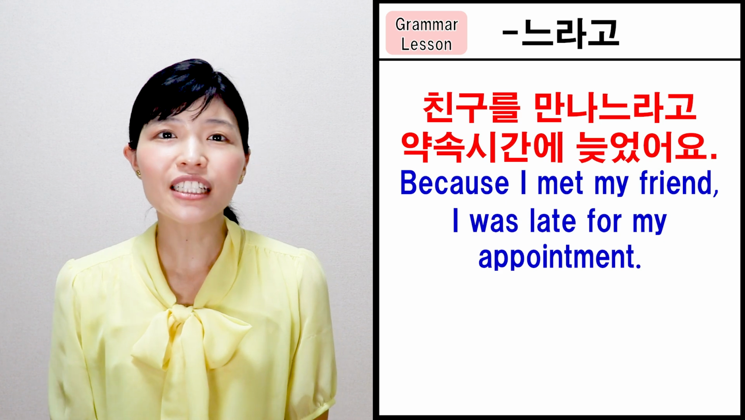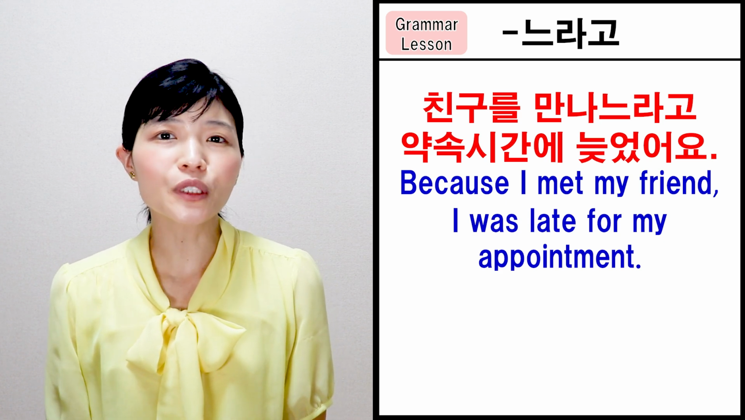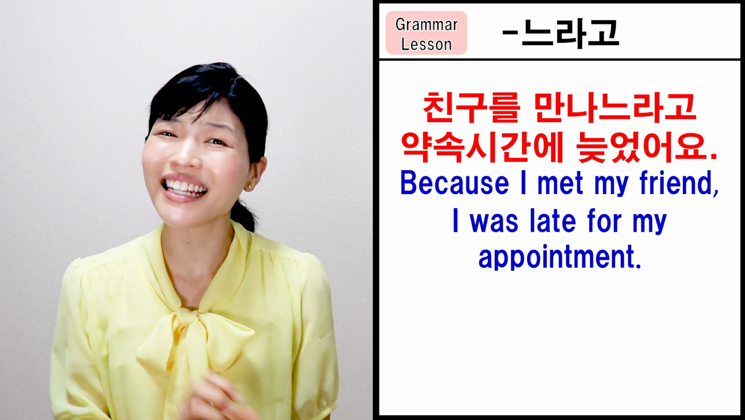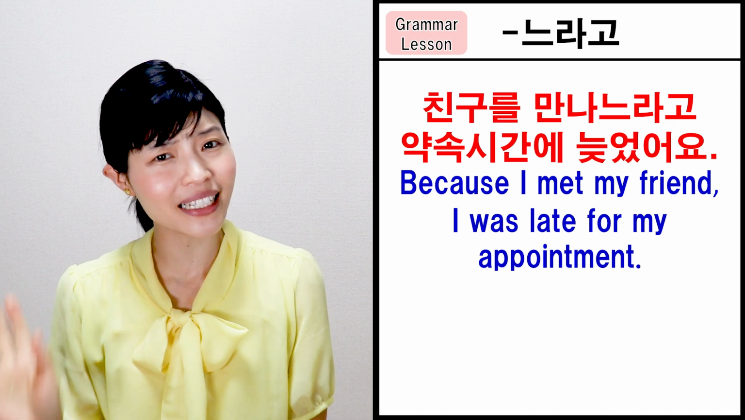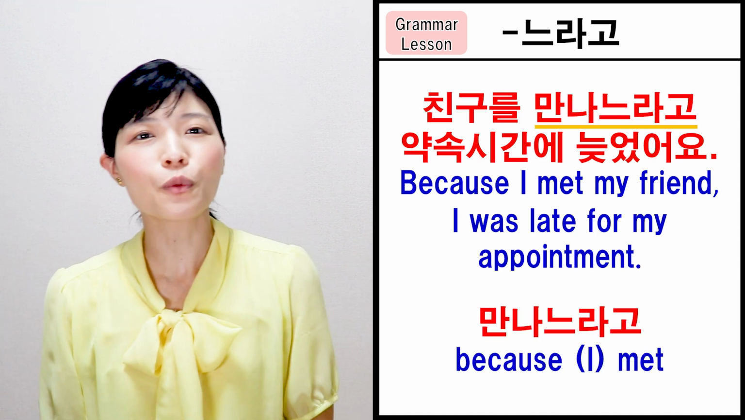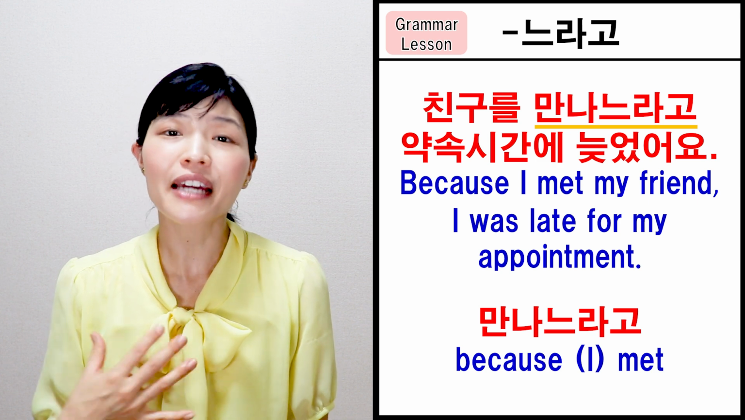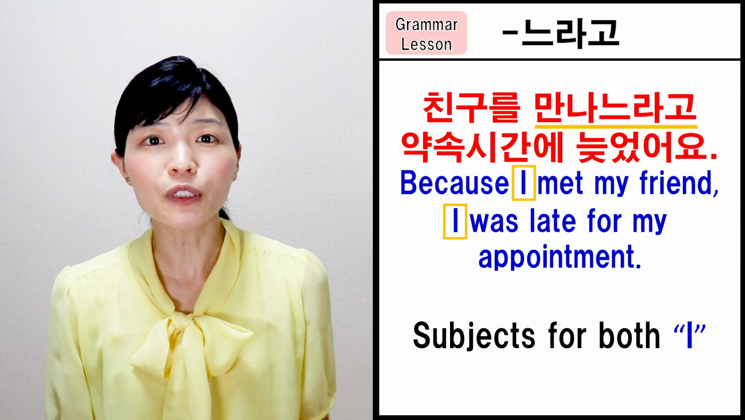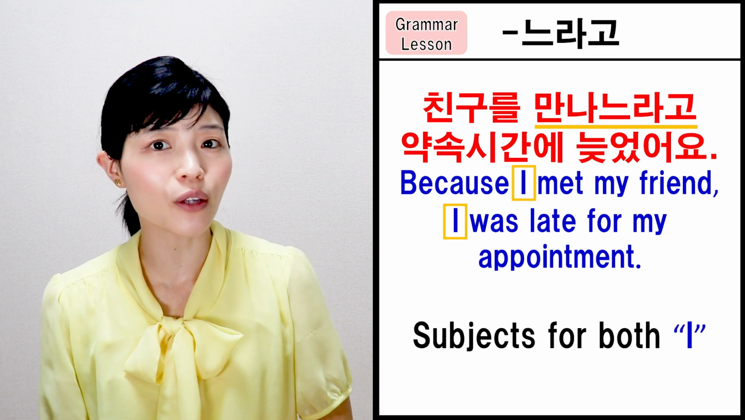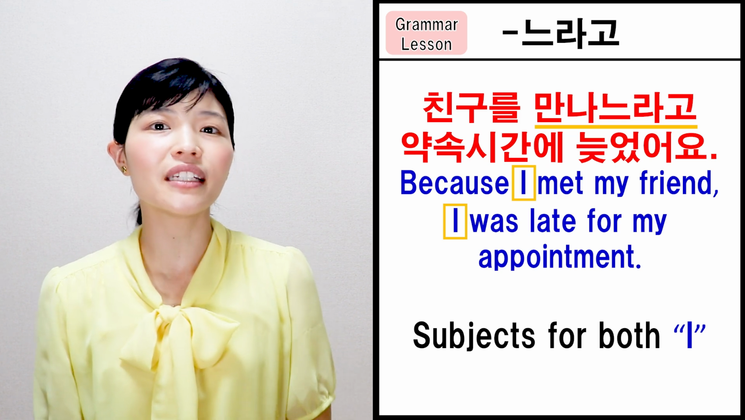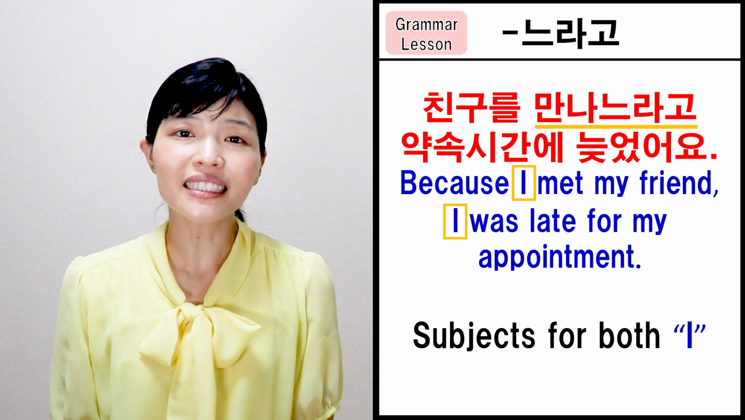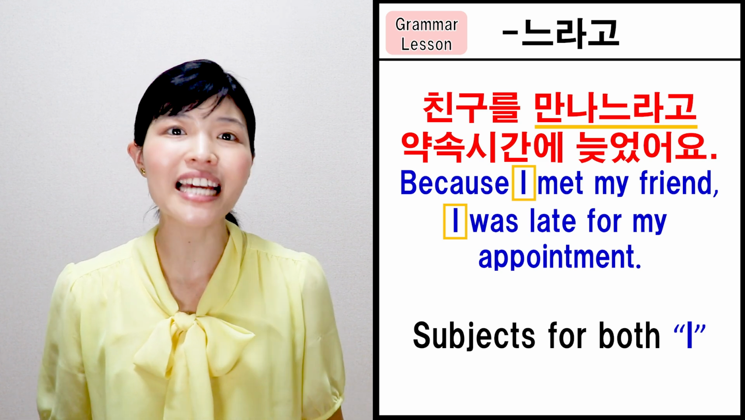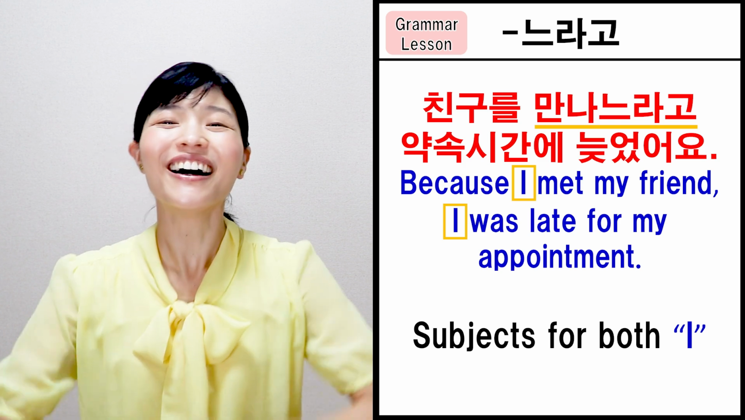For example, 친구를 만나느라고 약속 시간에 늦었어요. Because I met my friend, I was late for my appointment. Being late for an appointment is a pretty negative consequence, isn't it? That's why he's using 만나느라고, because I met. In addition, let's focus on the subject in clauses. Subjects for both the first and the second clauses are the same I, even though it is not written in Korean. Like this sentence, you make sure that the subject will be the same in the first and the second clause for this grammar. Okay?